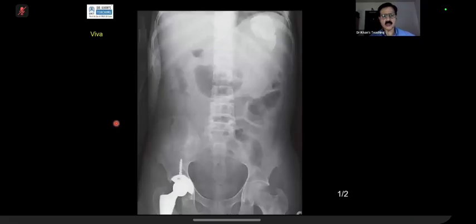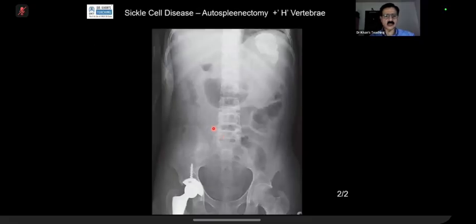So, this is a classical case for the exam. We call it a story film. In the exam, if the examiner has them, they show it. The story is here, as the candidate pointed out correctly, that calcified spleen means autosplenectomy, also H-shaped vertebrae, and then the story is that this must have had avascular necrosis with secondary hip replacement. So this is a sickle cell disease story case.